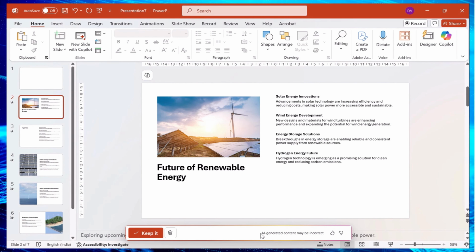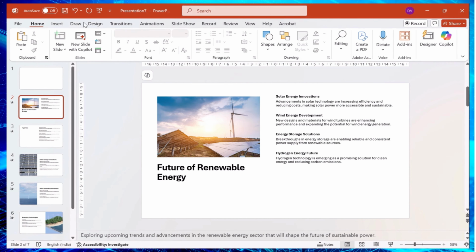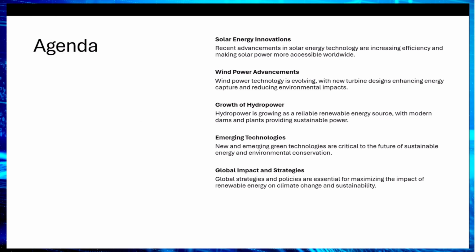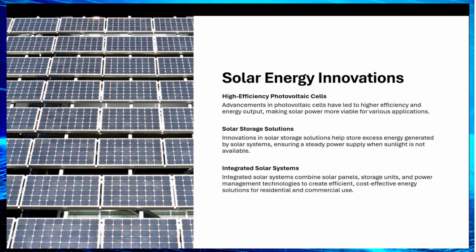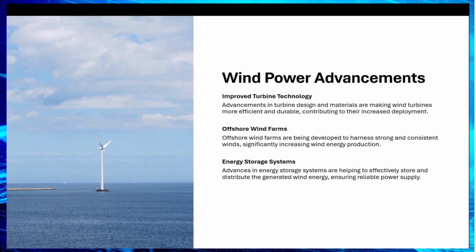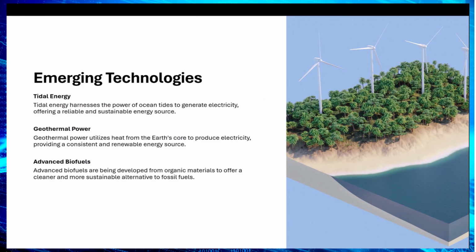Okay, now it's saying AI generated content may be incorrect. This is the caution. Cool. So we can simply ignore it, keep it, and then simply click here. Boom. We can see the agenda as well, solar energy innovations, power advancement, and we can see the images as well.